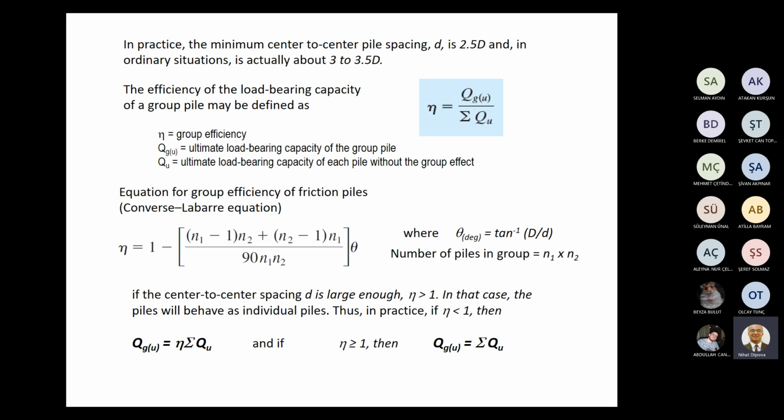Thus, in practice, when this parameter eta is less than 1, then we will multiply this eta with the summation of the piles in the group to get the ultimate load-bearing capacity of the group pile. But if eta is equal to or greater than 1, we don't need to apply any correction.